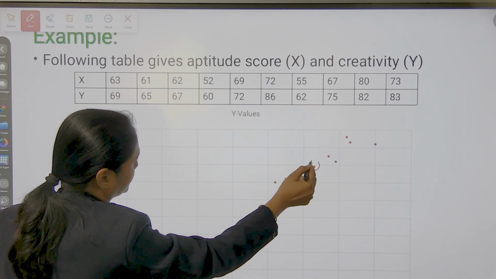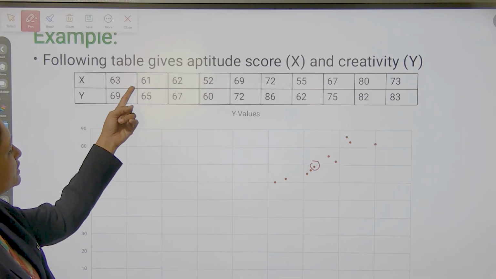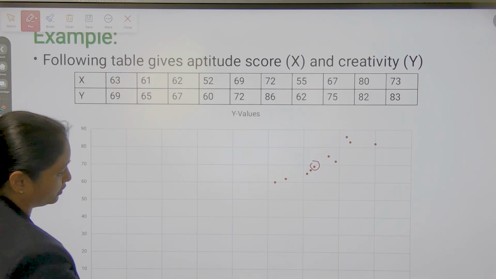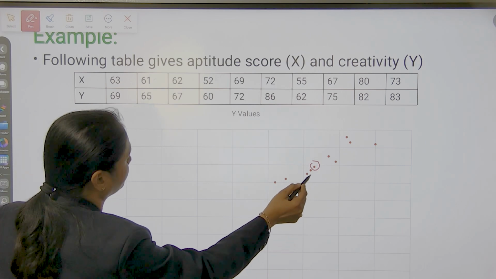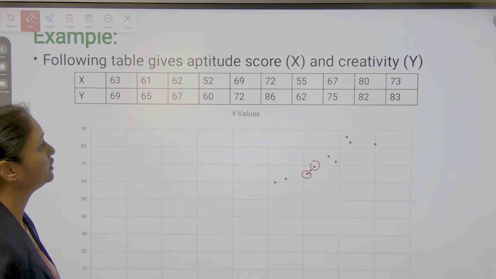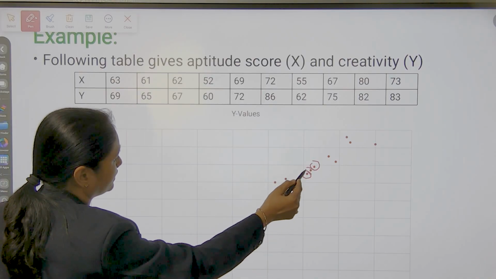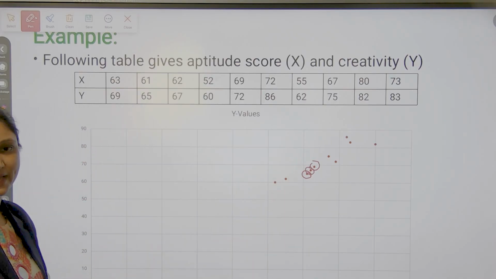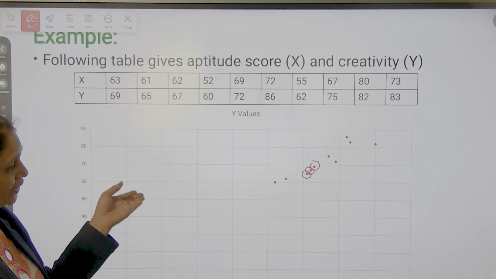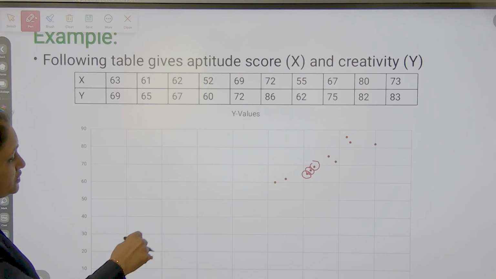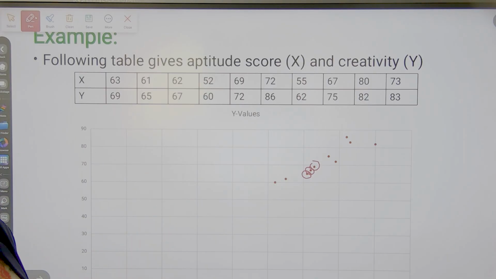When the x value is 61, the y value is 65. So this is 61 and 65. Then 62 and 67, that is this point. Likewise, all the points are plotted on this graph. So this is the scatter diagram of the given data.